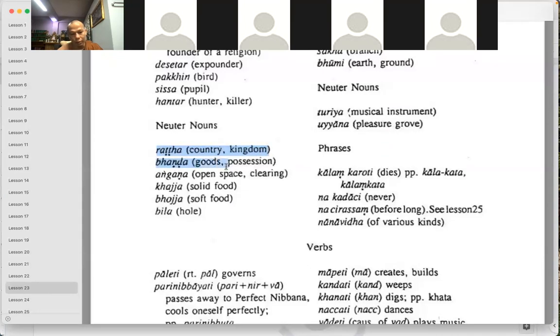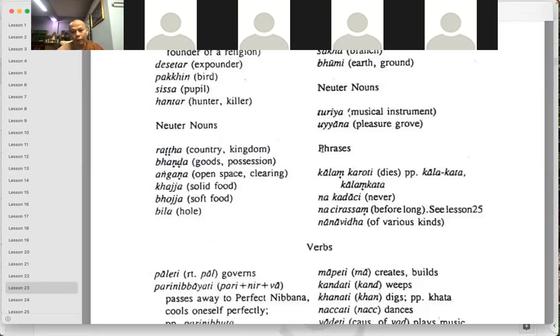So Banda means goods or property or possession. So Ingana is open space, clearing. And the Kaja is solid food. Boja is soft food. The Bila, whole, okay, they are simple. And neuter noun, so Turiya, musical instrument. And the Onyana, that is the pleasure grove or park.